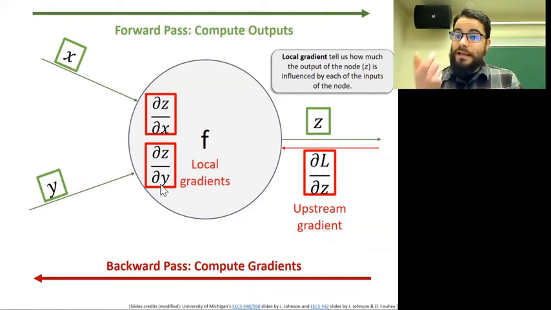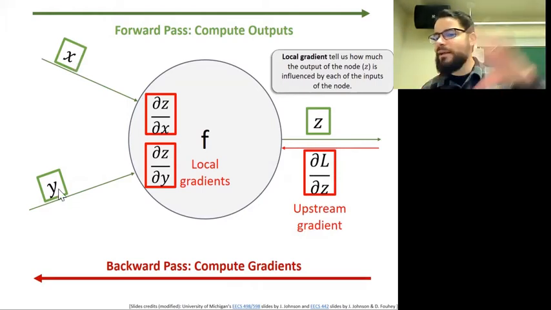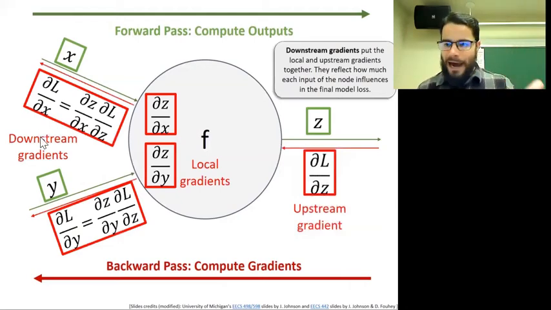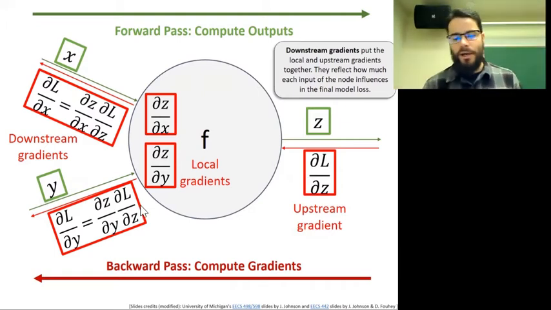What else do we need to do? That multiplication that I was telling you about. Now we want to know what is the influence of x and the influence of y on the final loss of the system. We use the chain rule to do that. So the downstream gradients are always going to be local gradient times upstream gradient, local gradient times upstream gradient. Oh, and by the way, the upstream gradient for a node is always the same, okay?